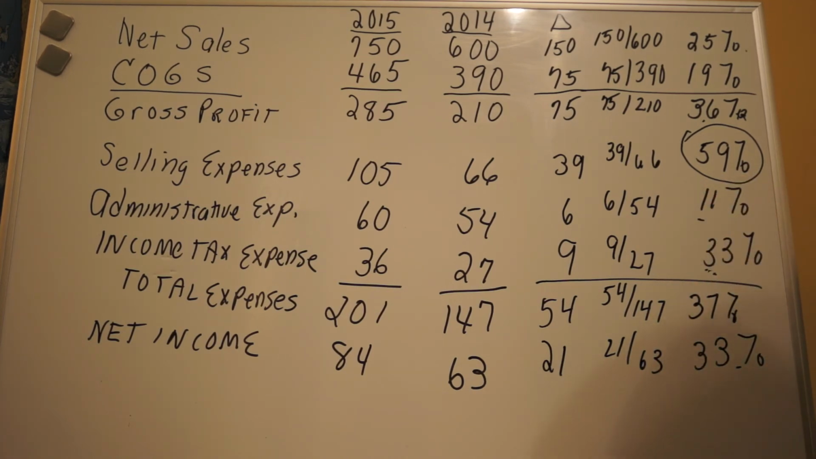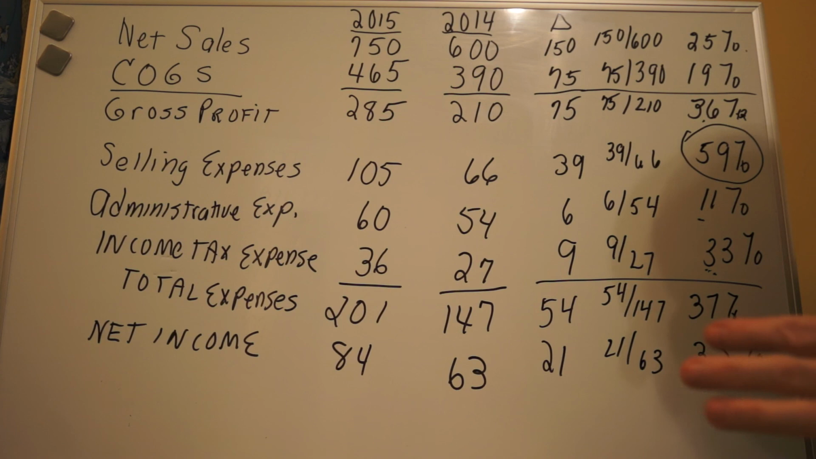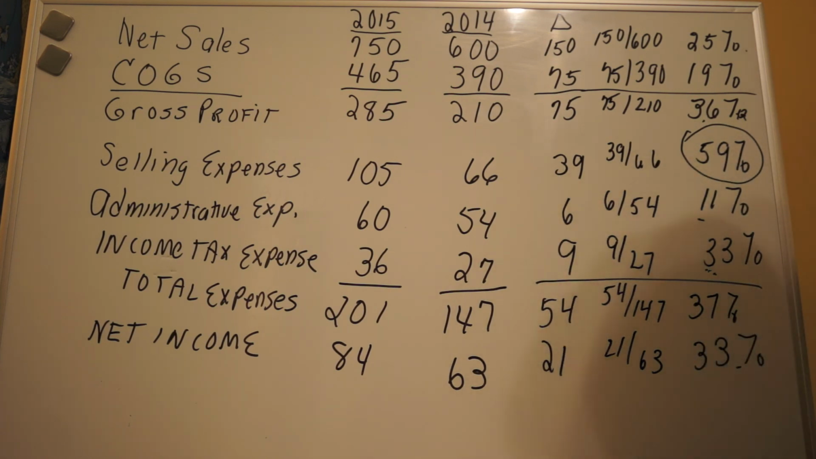We don't know what's going on with those. Okay, so that's your horizontal analysis on the income statement. So now you know how to do that on both the income statement and the balance sheet.